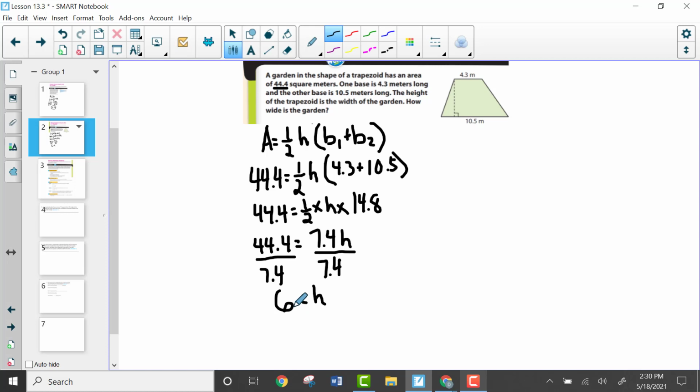Okay. Now remember, within the problem it says the height of the trapezoid is the width of the garden. How wide is the garden? So we can see that the garden is 6 meters wide.